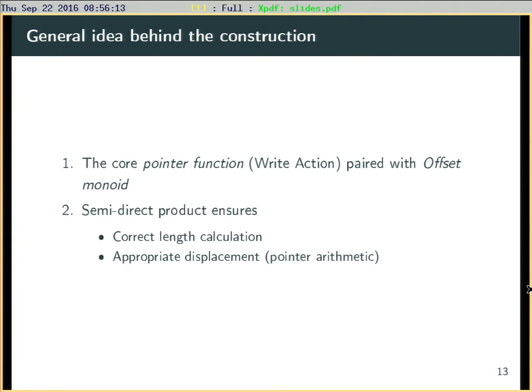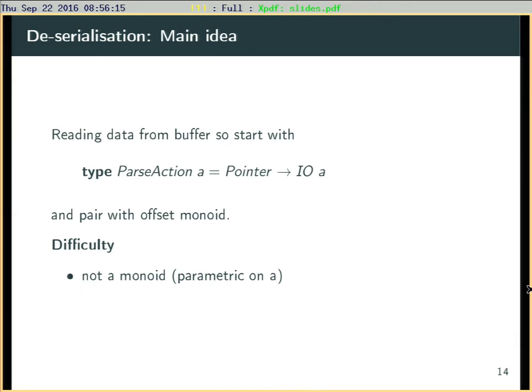Now let's look at deserialization. That is, you want to read some Haskell data from a buffer pointer. So the core pointer function that I look at is this type parse action A, which takes a pointer and returns IO of A. Now let's try doing the same thing that we did for serialization.